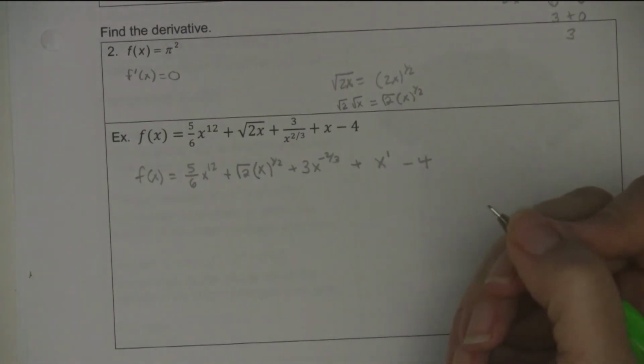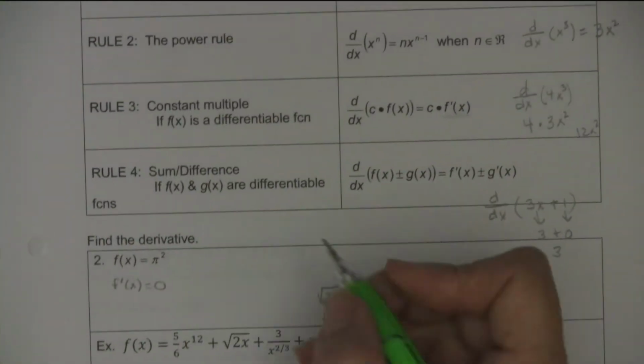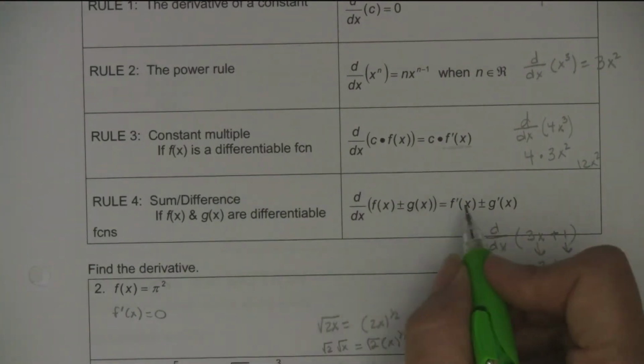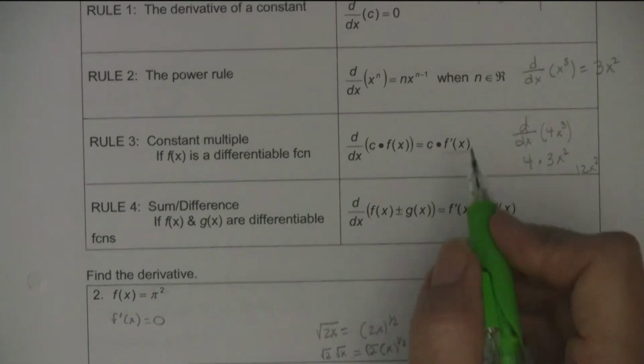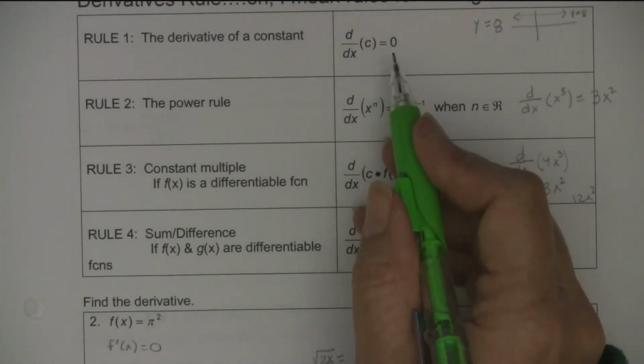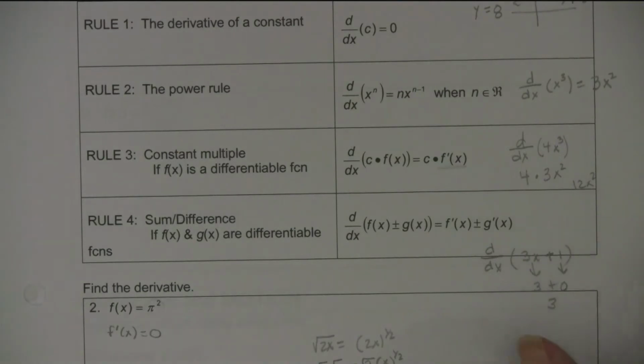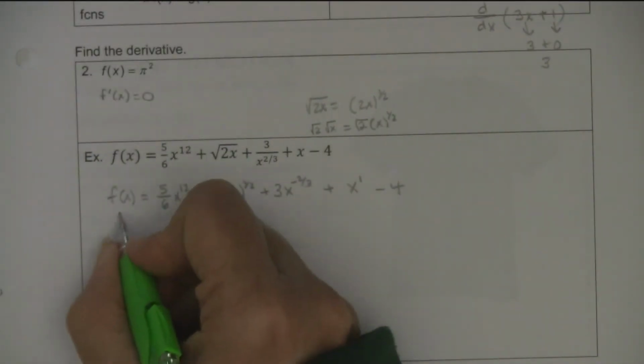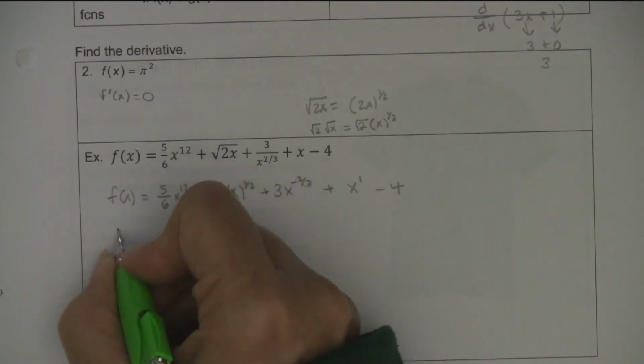And now I have all the pieces set up so that I can do the power rule on all of them. I'm going to use the power rule and also the constant multiple rule on all of them. And of course I have a sum and a difference, so I'm going to be using that. And you're going to notice that one of mine is a constant, so I'm going to get 0. So I'm actually going to use all 4 of those rules to find the derivative. So the derivative of f is f prime.